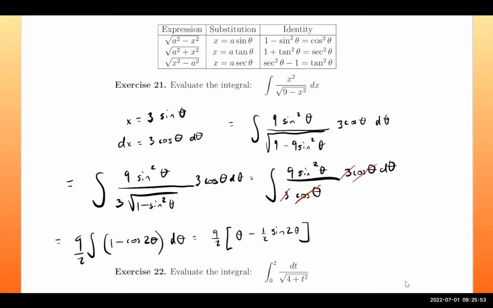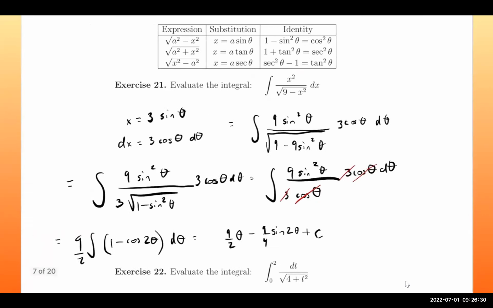All right. I'm going to go ahead and distribute the 9/2. So now that would look like 9/2 theta, and this would be 9/4 sine 2 theta. Okay, so far we have that. All right, and now what we got to do is write everything in terms of x, because the original integral is in terms of x, not in terms of theta. So we have to rewrite this in terms of x. Don't forget your constant of integration.